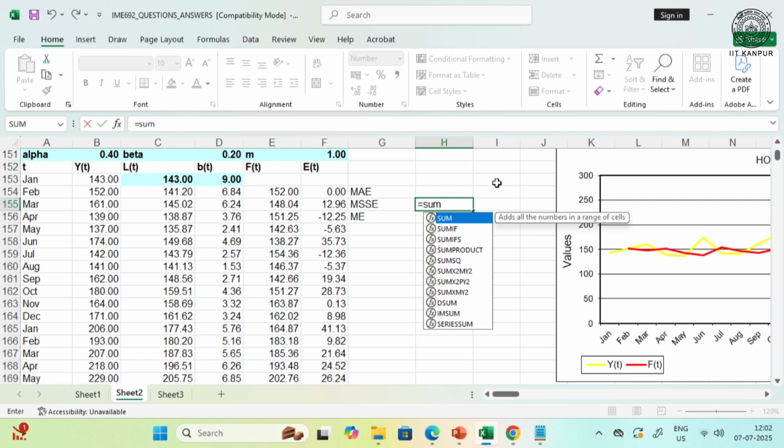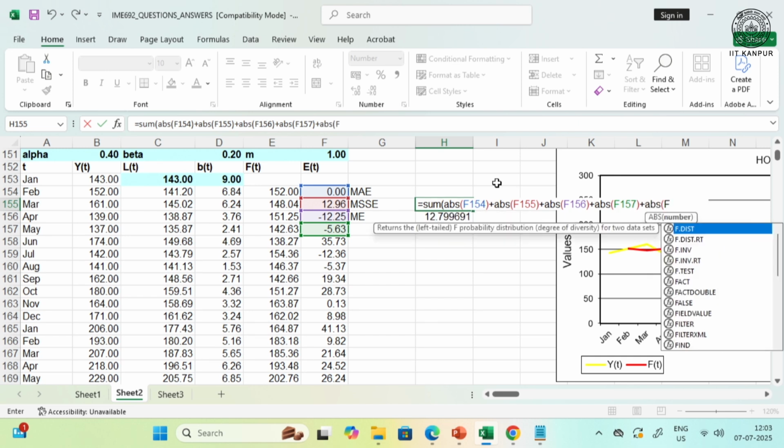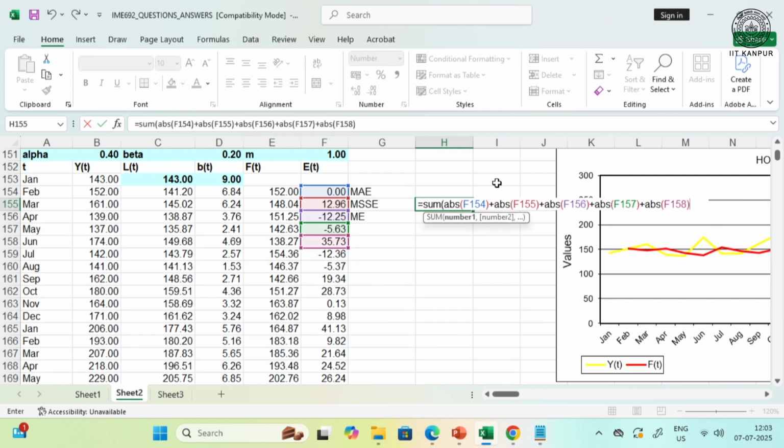So, this is the sum of the absolute values: first absolute value of F155, plus absolute value of F156, plus absolute value of F157, plus absolute value of F158, absolute value of, oh, there is a plus, absolute value of F159.